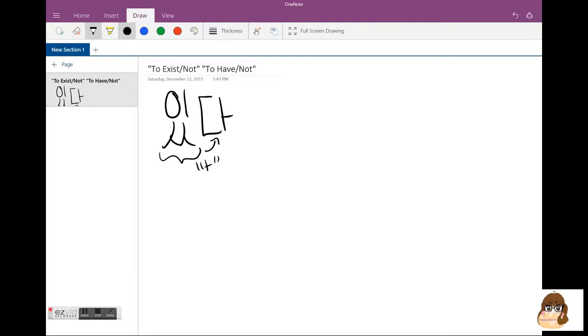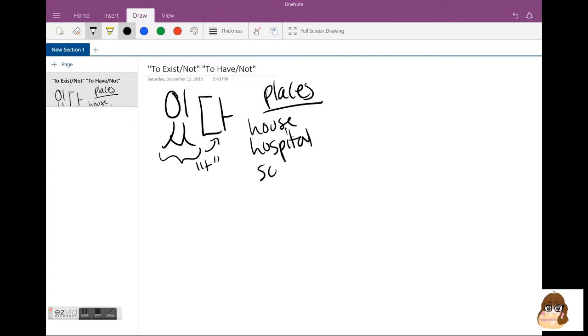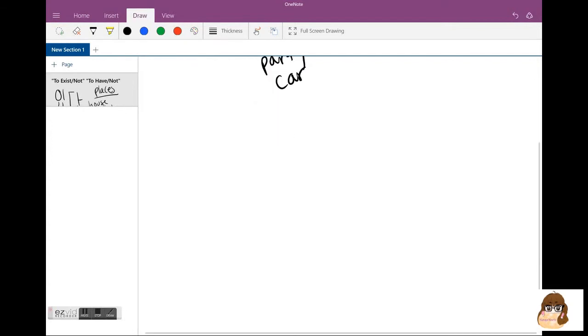You use it for places, or where you're at, basically, the most basic way of using it. So, if you're at the house, hospital, school, or if you're at a party, you're in the car, all those things is when you use 있다.